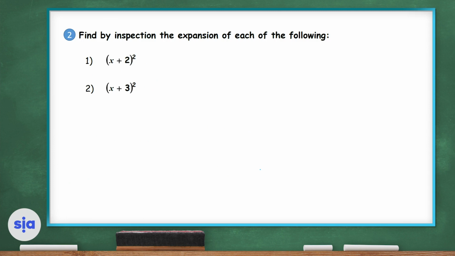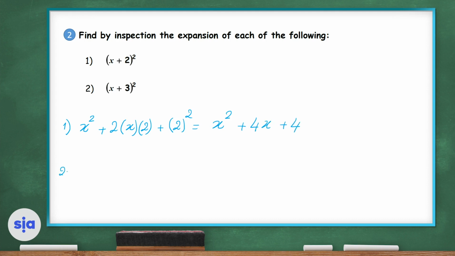Question number 2, find by inspection the expansion of each of the following. (x + 2) all squared. How can we do this one? Question 1, first squared plus 2 times first times second plus second squared. So it is x squared plus 4x plus 4.